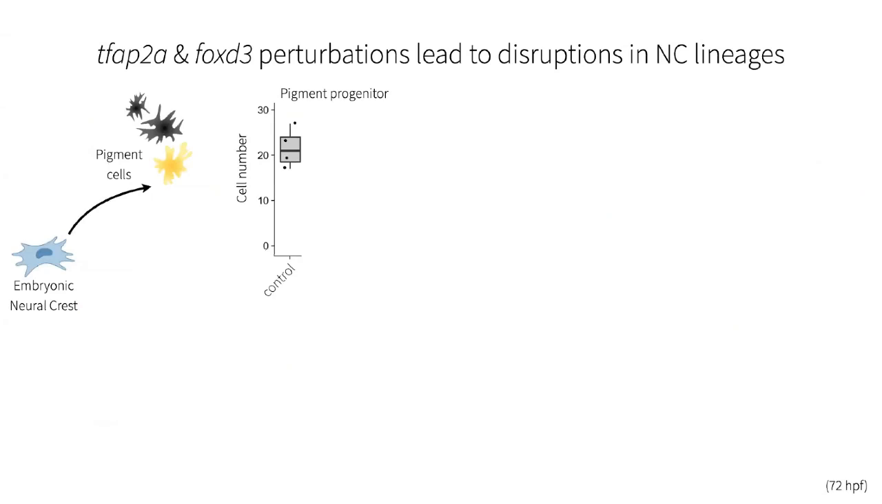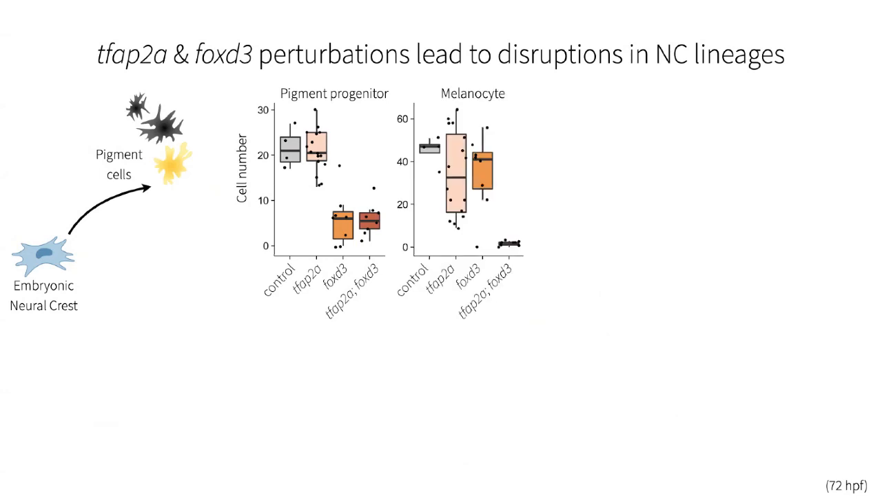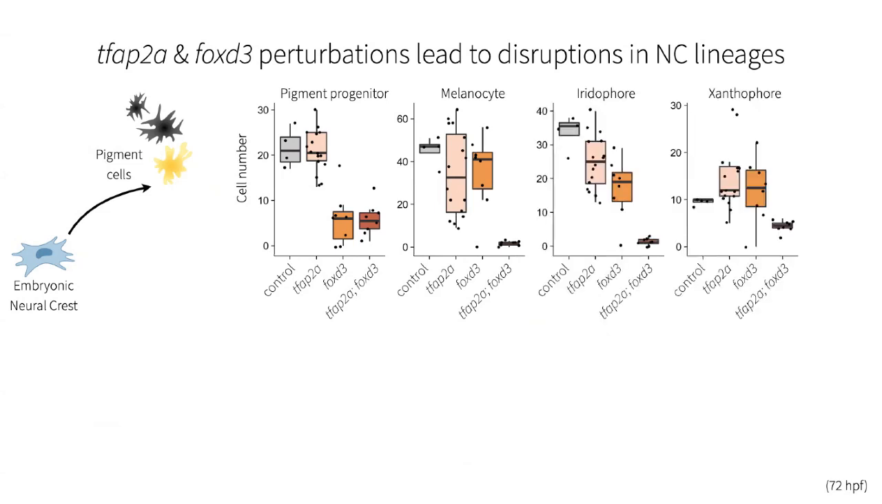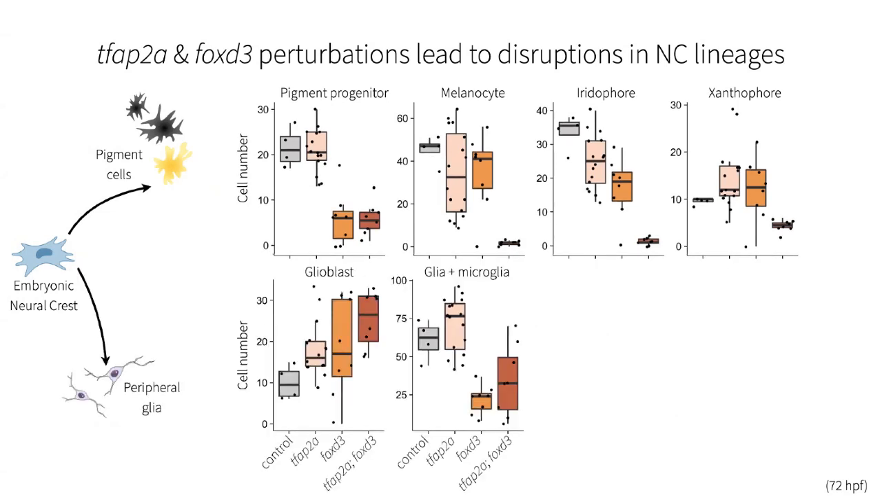So here's another view of the same data. I'm just going to show you box plots now of the number of cells of each type across the embryos. In contrast to controls, you can see that there's really not a reduction in pigment progenitors in TFAP2A single mutants, whereas in embryos lacking FOXD3, they're sharply reduced. If you look at the differentiated pigment cells like melanocytes, they're altered in the single mutants and completely ablated in the doubles. This is true for the other 2 pigment cell types as well. We see changes in glia and actually increases in glioblasts, which is interesting, and so we're excited to follow up on that.